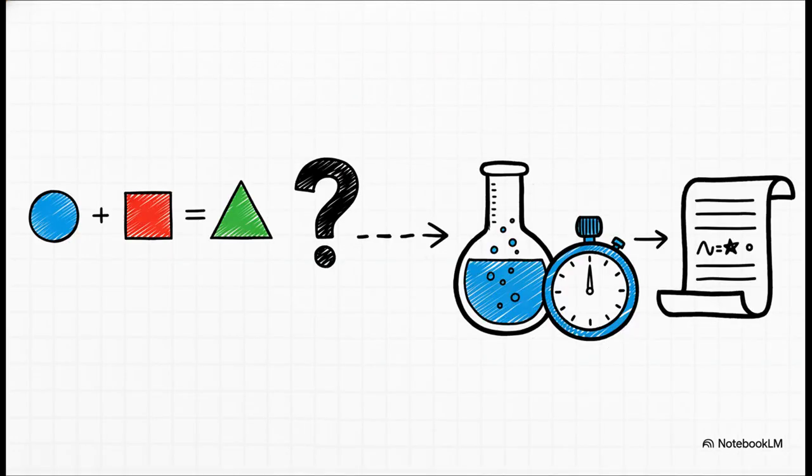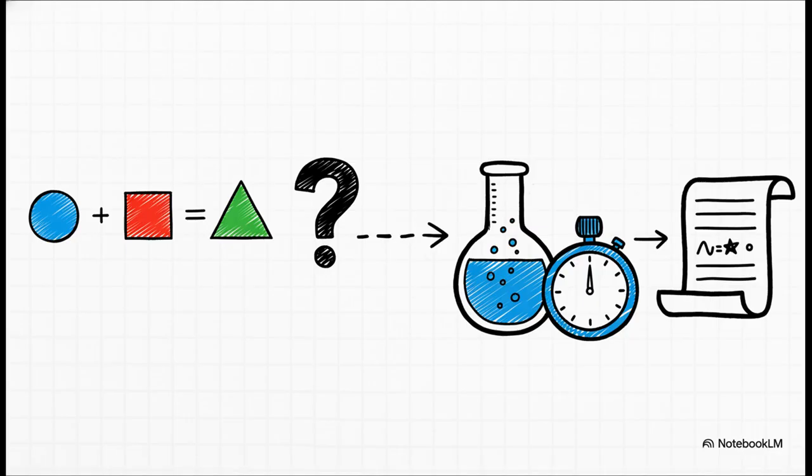Next up, rate laws. Now this is a super important point. You cannot, I repeat, cannot figure out a rate law just by looking at the balanced chemical equation. You have to figure it out through experiments. The rate law tells you exactly how much the concentration of each reactant impacts the overall speed, using what we call reaction orders.